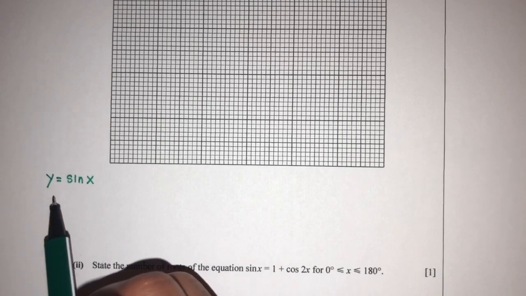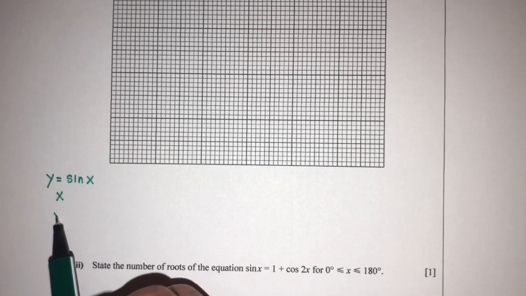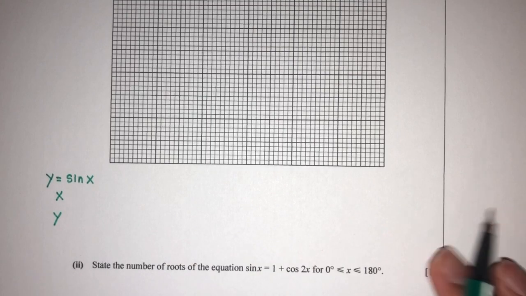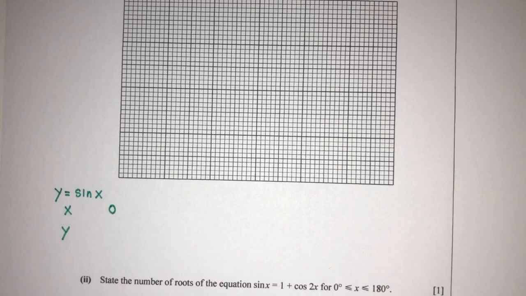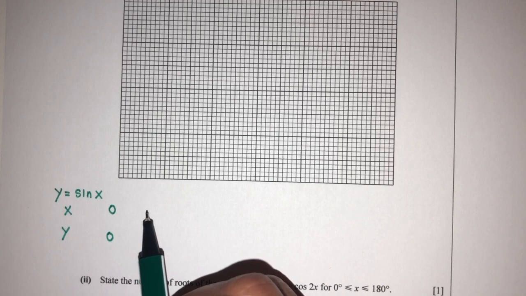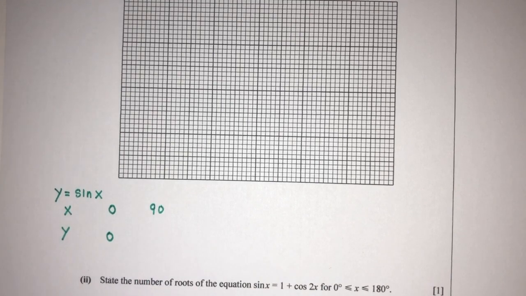Now we have the values of x and find the corresponding values of y. x is between 0 and 180, so let's begin one by one. Begin with 0. So y will be 0. And then we have what? We have 90. We can always begin with 90.